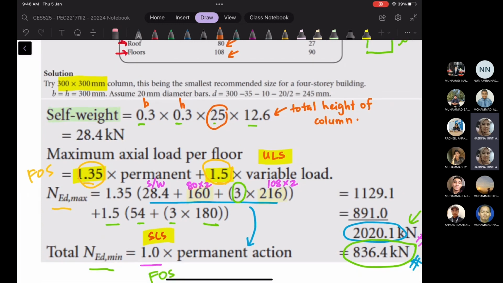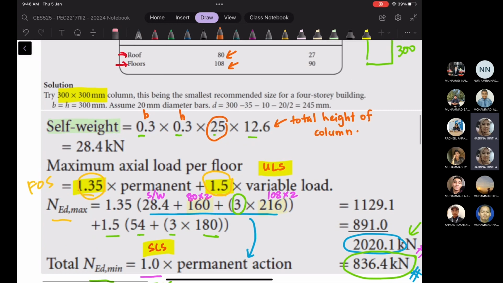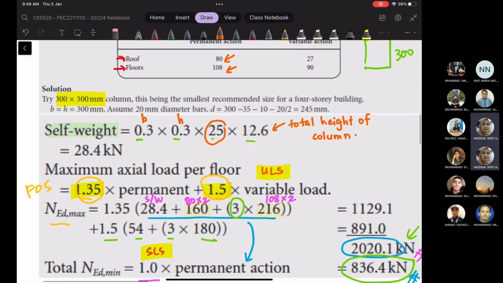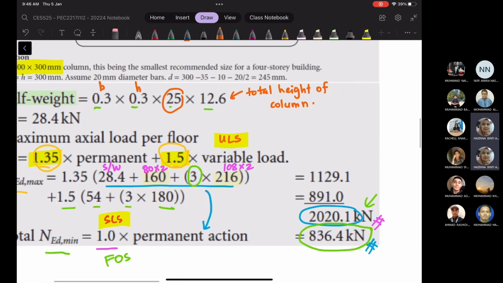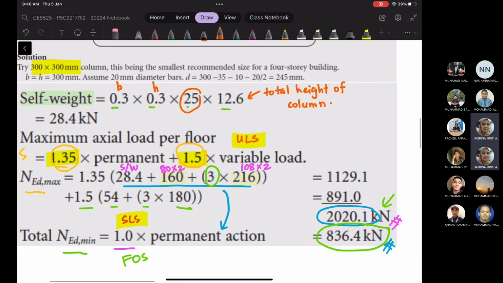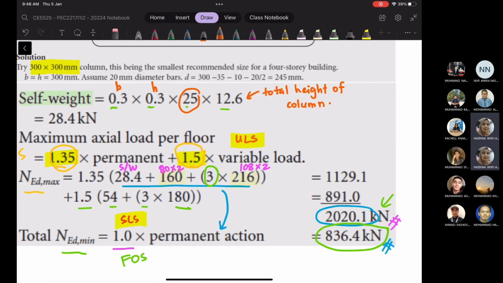So similar method is used for the variable action. We have variable action for the roof of 27 and variable action for the floor of 90. So we put them in here, multiplied by 1.35 and 1.5. Therefore we are going to have 2020.1 kilo Newton. That is the total NED, the total axial load.